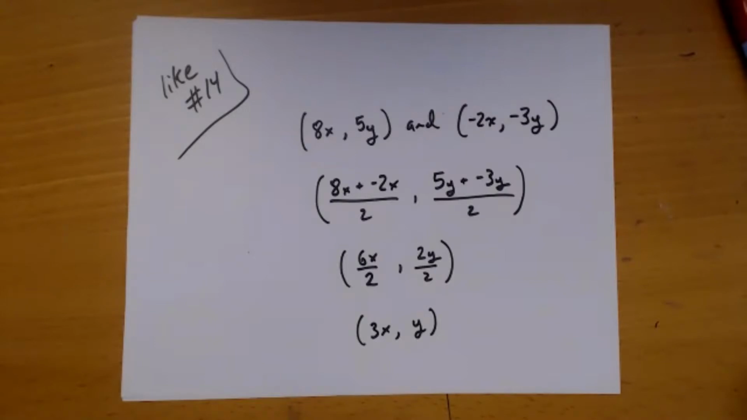But number 14 has different numbers, but it's the same kind of idea where you've got variables in there. That's not a problem. You just combine like terms and then you divide. So we've still got about 10 minutes. So please work on this assignment, and I will ask you an exit slip question at the end of class.